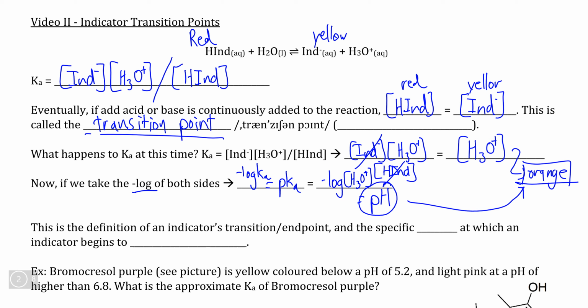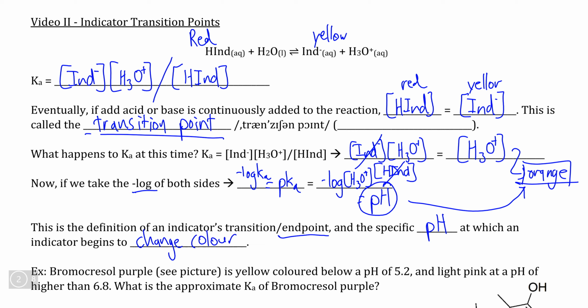corresponds to a specific color point, that allows us to experimentally determine the transition point of an indicator simply by looking at it. So, in short, the definition of an indicator's transition point, which is also known by the term endpoint, because whenever an indicator changes color, this is a signal to end a titration reaction, of which indicators are normally used. So the definition of an indicator's transition point is the specific pH at which the indicator begins to change color.